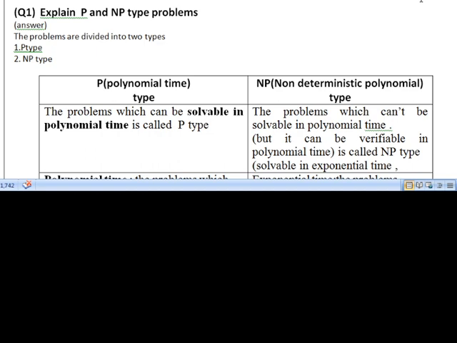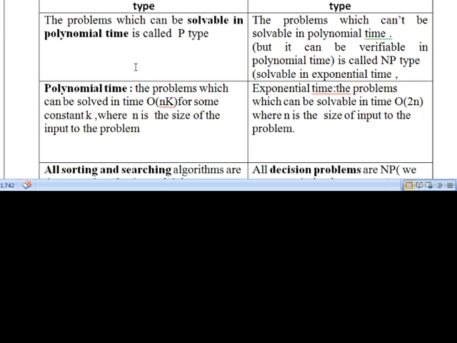In general, in computational theory, any problem given should come under either P type or NP type. That means in computational theory, the problems have been divided into two types: P type problems and NP type problems. So coming to the P type problems, the problems which can be solved in polynomial time are called P type problems. The problems which cannot be solved in polynomial time, that means which can be solved in exponential time, are called NP type problems.